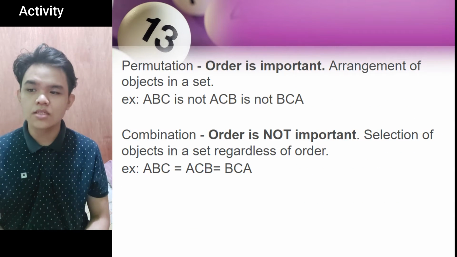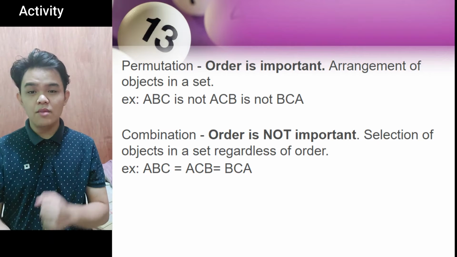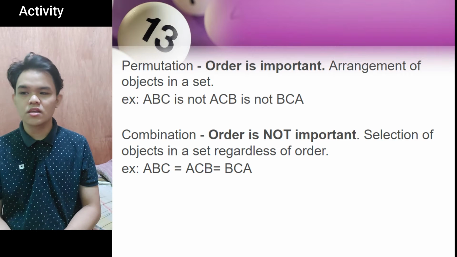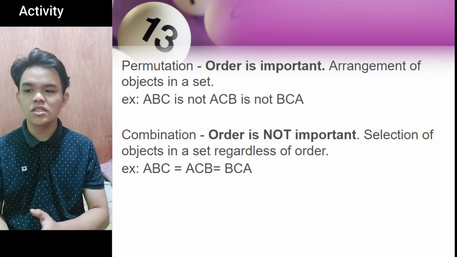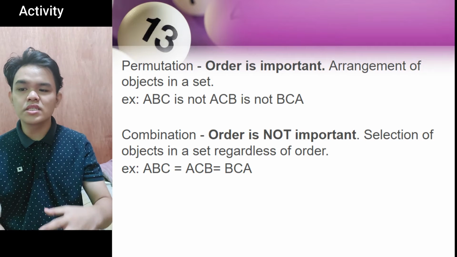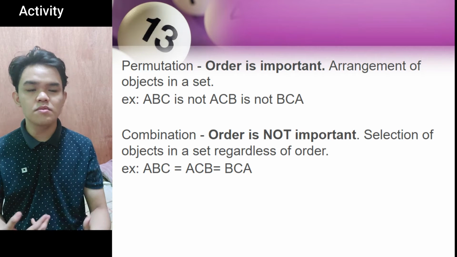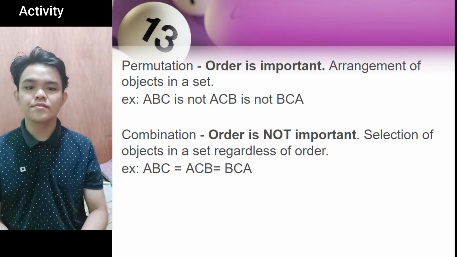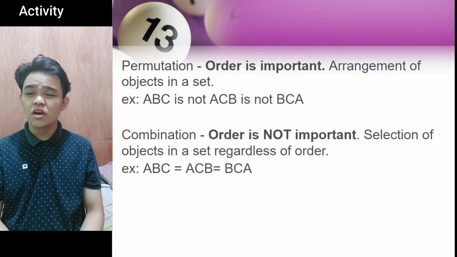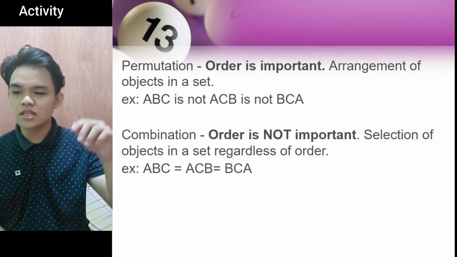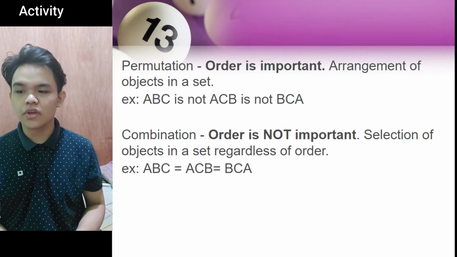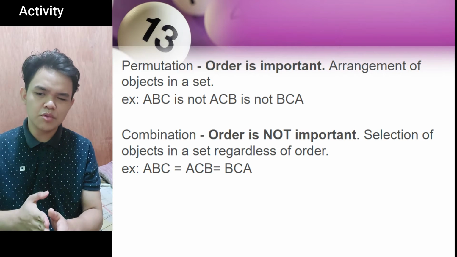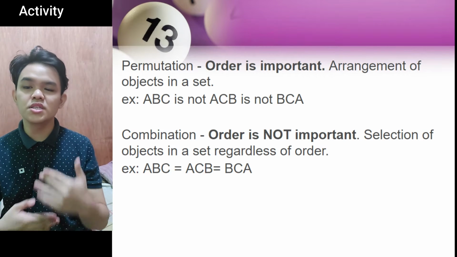Now before we start the lesson, I want you to remember that in permutation, order is important. It is the arrangement of objects in a set. Like for example, ABC is not ACB, and ACB is not BCA. They have the same samples, but if arranged differently, they are different. In combination, however, order is not important. It is the selection of objects in a set regardless of order. Like for example, ABC is still equal to ACB and ACB is still equal to BCA.